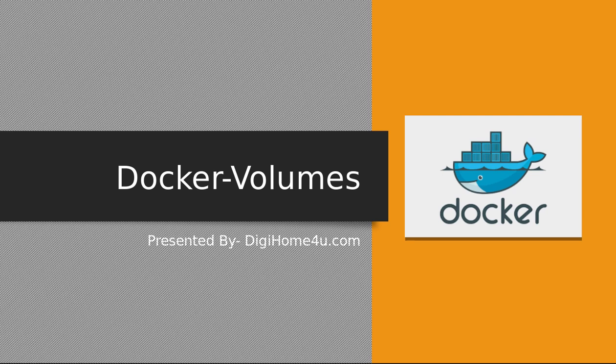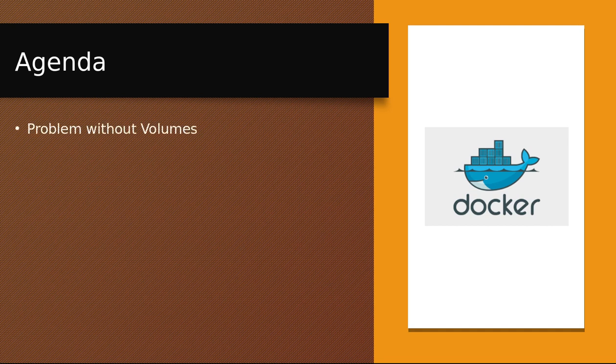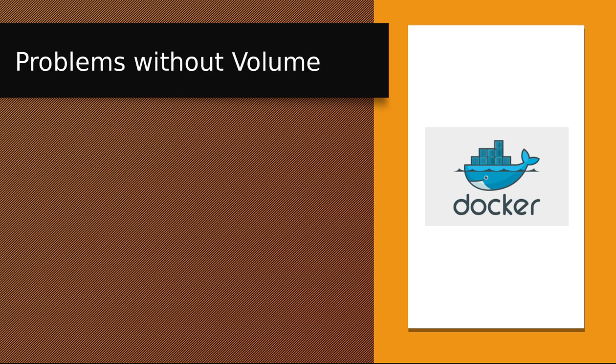So the agenda for this will be: what is the problem we face without Docker volumes? What are the problems or challenges? Then I'll introduce what a volume does and how it will solve that problem. And different types of volumes also we have, and what is the purpose of each one for different scenarios, that also I'll talk about in this. So, the problem without Docker volumes.